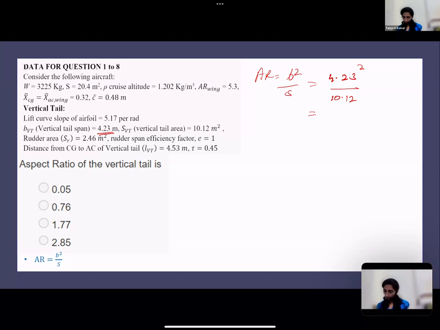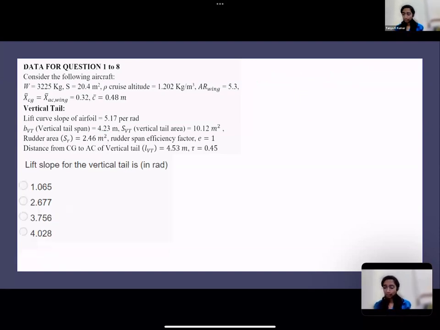4.23 squared divided by 1.768. Just let me know if I'm making any mistakes. Okay, so this is 1.77. All right, aspect ratio. Next question.